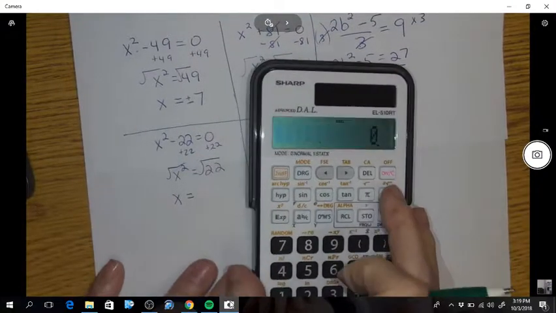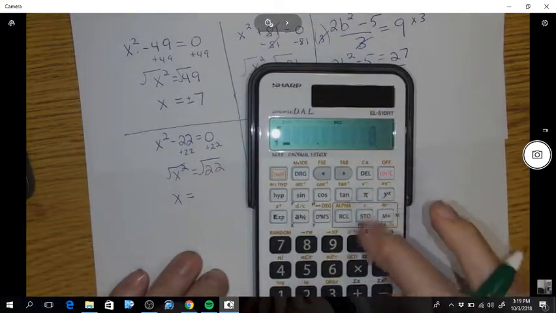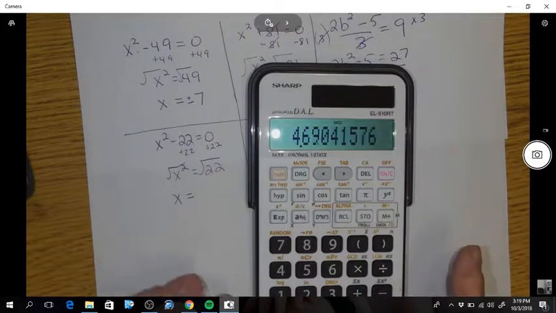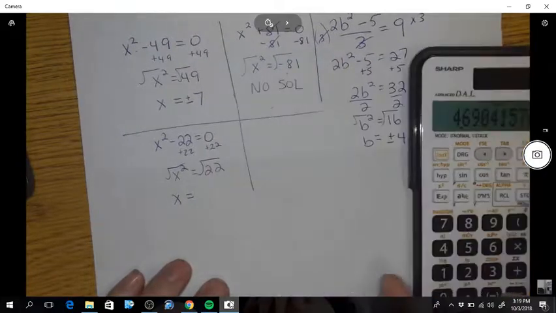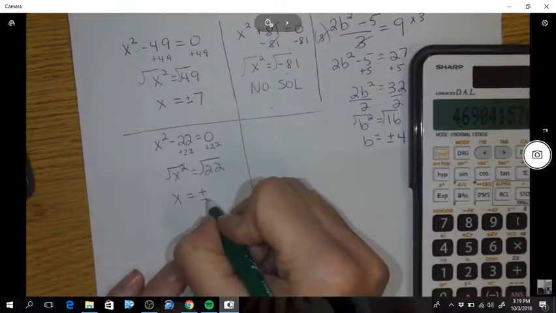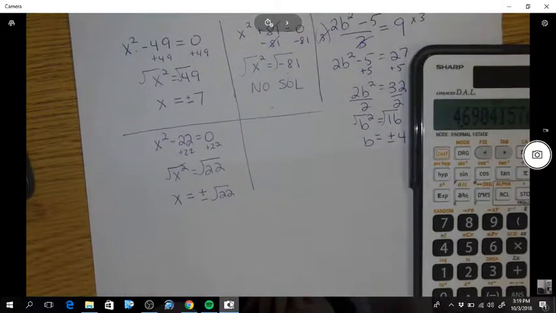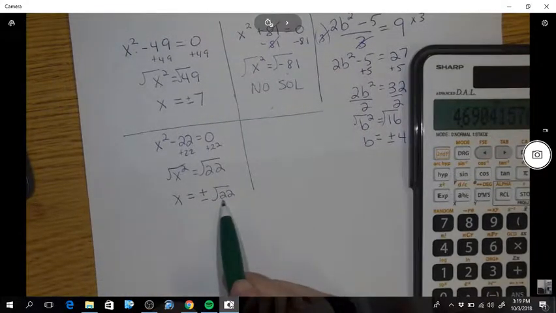Now, thinking about your calculator, I know you're going to go in there and want to do this, and that's what it equals. Okay, we're going to keep it as an exact value, so we're not going to write this out. We're going to say that the answer is plus or minus the square root of 22, and I want you to leave it like that so that it is an exact solution.